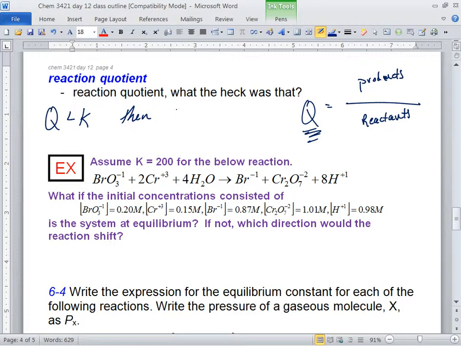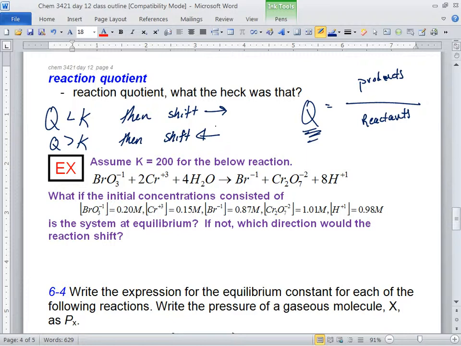Then it'll shift towards products. If you calculate your Q and it's bigger than K, then you have too much product. Well, then it has to shift the other way, right? Shift back towards the reactants. There's only one possibility left: Q equals K. Well, then you're at equilibrium. So that stuff will be coming up in the homework too.